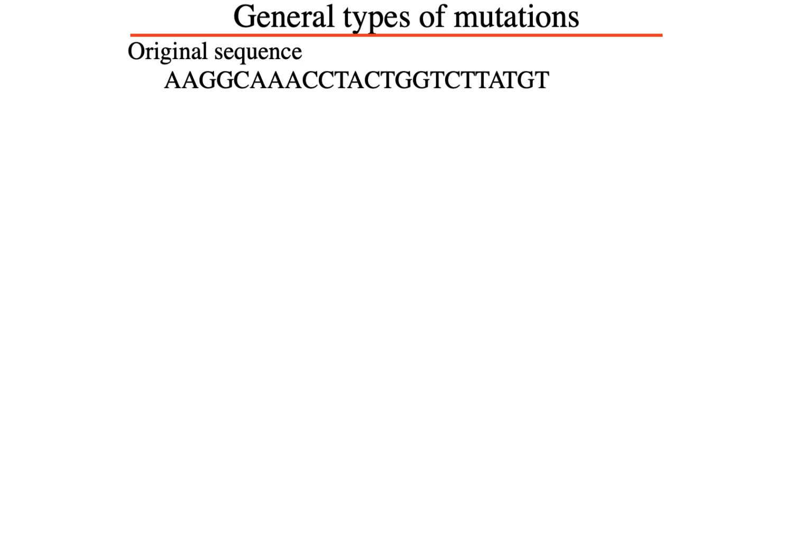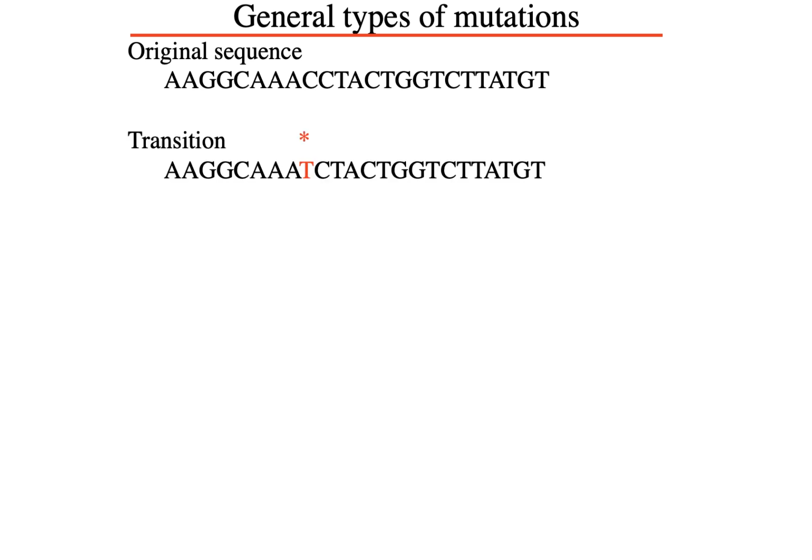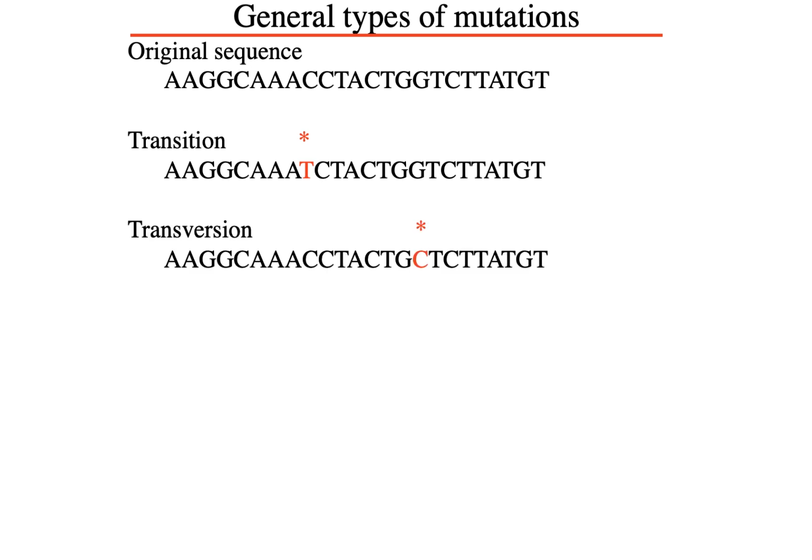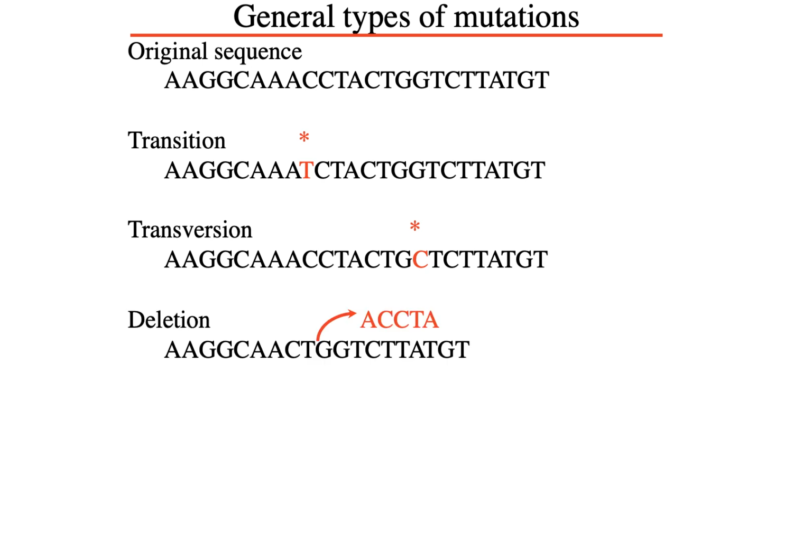So here I just want to go through some of the common types of mutations and their names so that you know the names of these mutations. So here's the original sequence at the top, and then if you have a transition, there's a C to T change in this case for that transition. So a substitution of one pyrimidine for the other pyrimidine. And here's an example of a transversion of a pyrimidine being substituted for a purine, so a G to C change in this case. Here's a deletion of that ACCTA sequence.